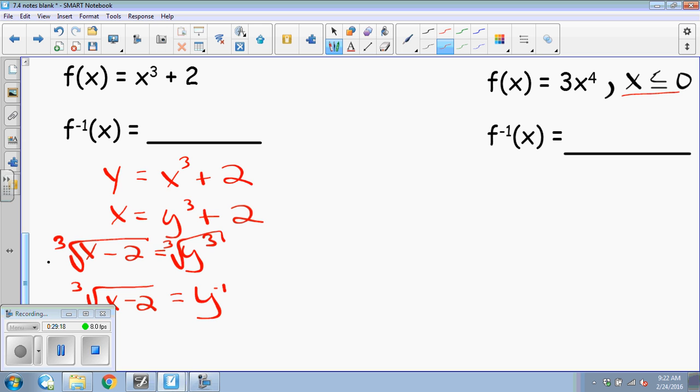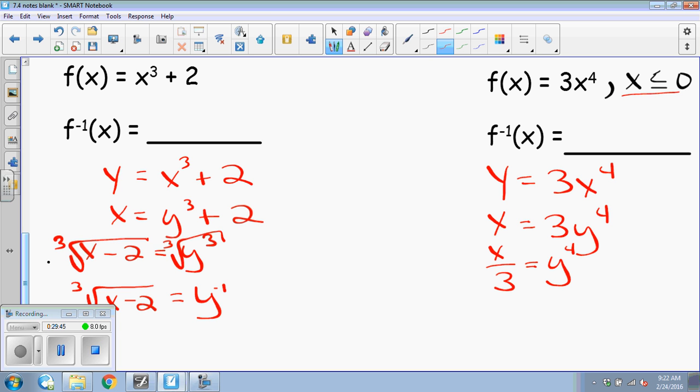Okay, listen, guys, we're short on time. So let's work this problem. First, y equals 3x to the fourth. What do I do now? Switch the x and y. So x equals 3y to the fourth. I'm getting y by itself. Divide both sides by 3. So x over 3 equals y to the fourth.